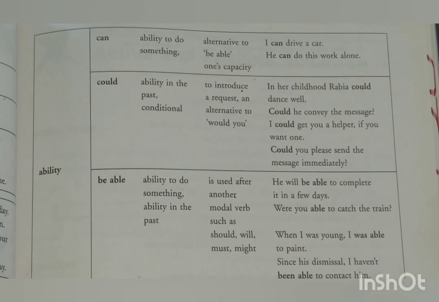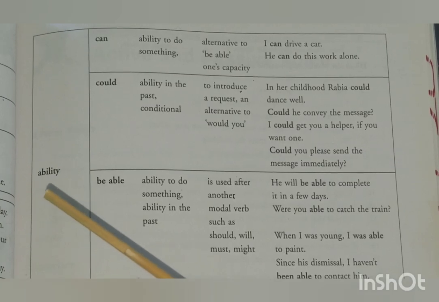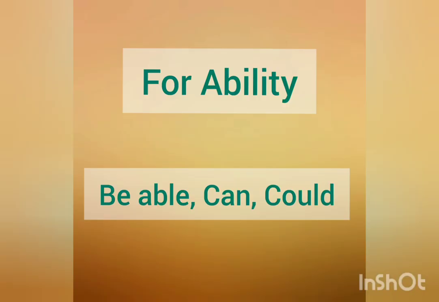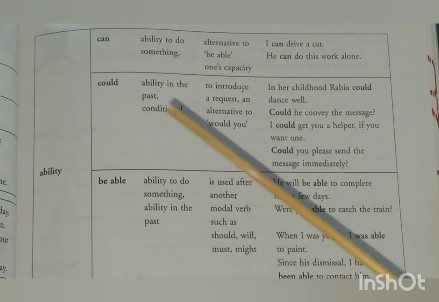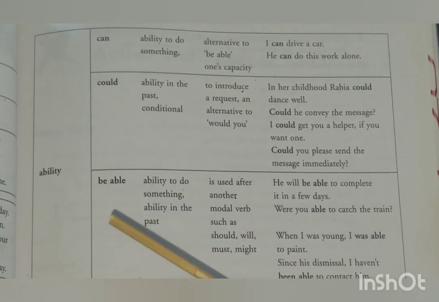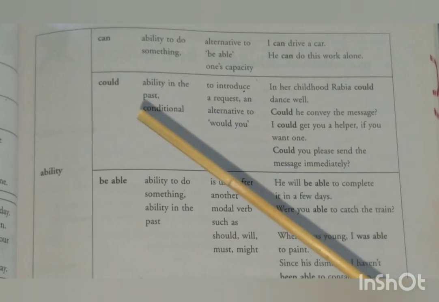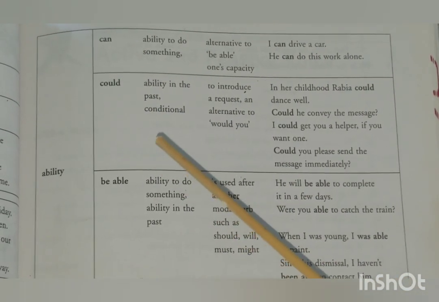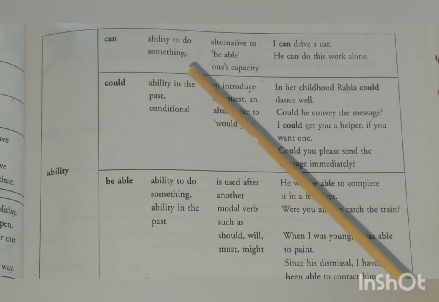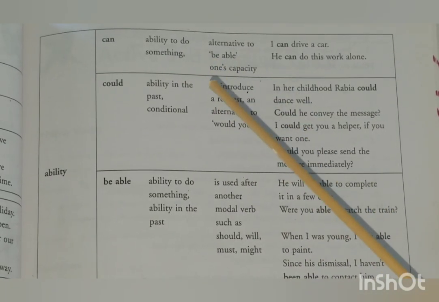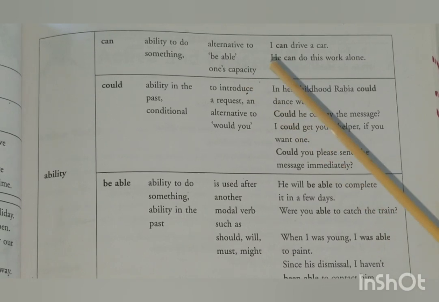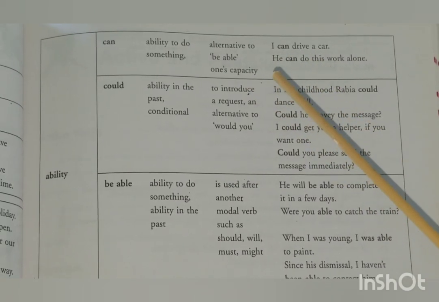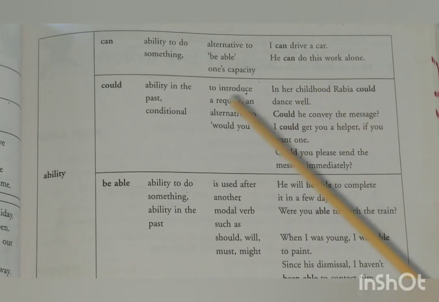Students will study ability. We use these three models: can, could, be able. Can, ability to do something, alternative to be able, one's capacity. I can drive a car. He can do this work alone.